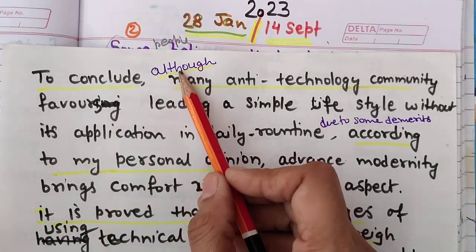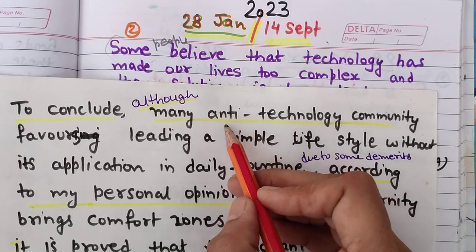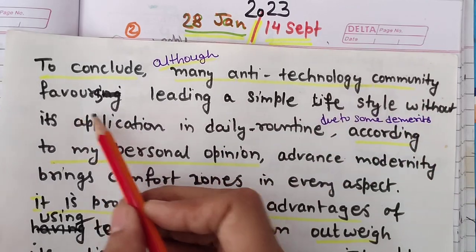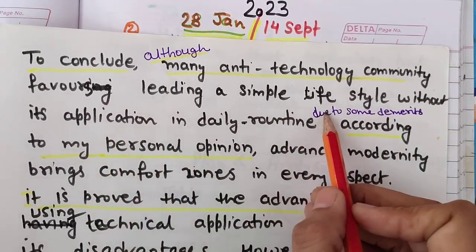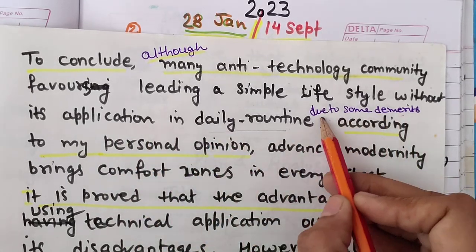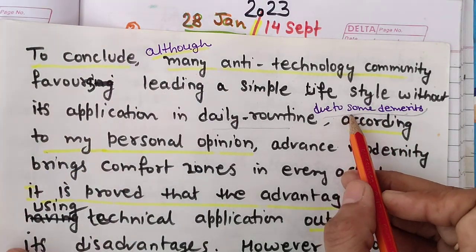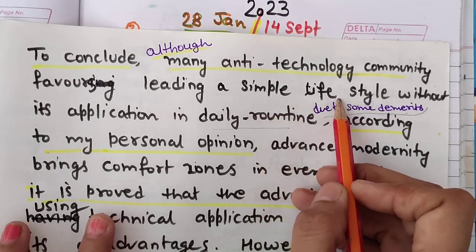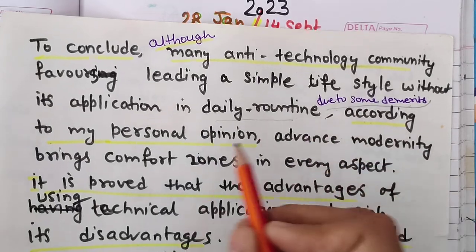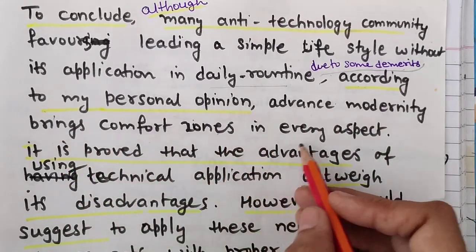So to conclude, although many anti-technology community, okay, now I have used different word for this some people. Anti-technology community favors leading a simple lifestyle without its application in daily routine due to some demerits, because obviously they must have seen some demerits, that's why they are saying to lead a simple life without technology. Now after comma, according to my personal opinion, advanced modernity brings comfort zones in every aspect.